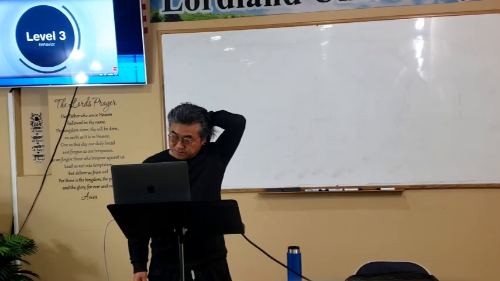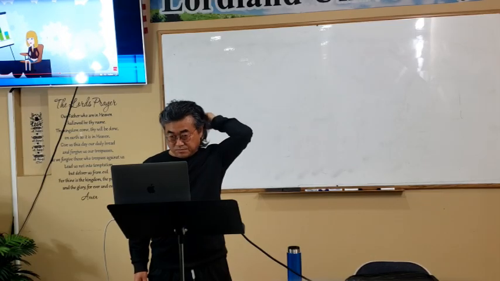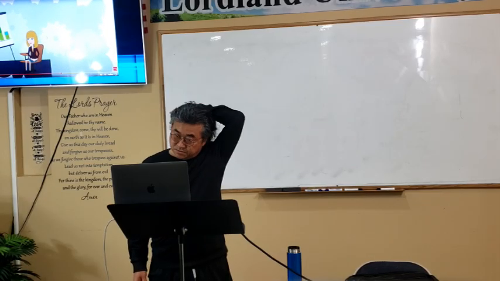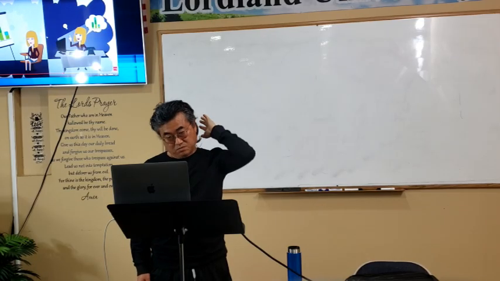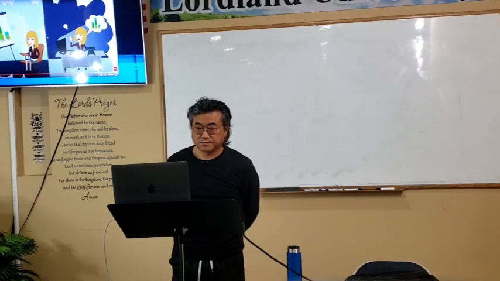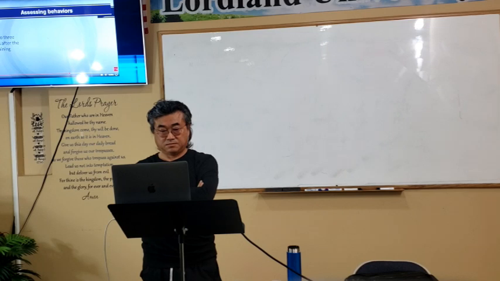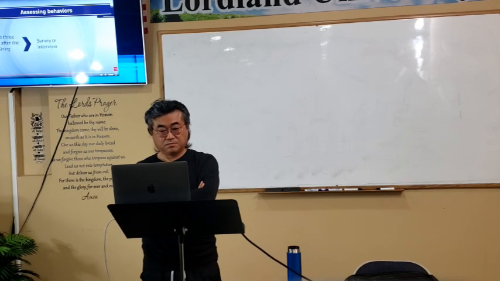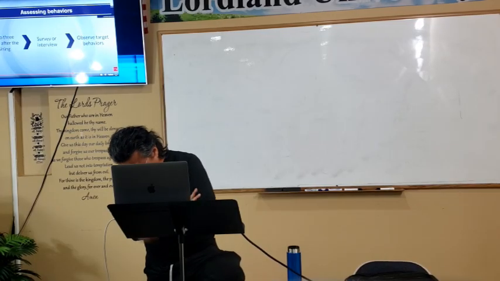Level 3, behavior. This level determines if the participants' behaviors have changed following the training by evaluating the transfer of the knowledge, skills, and attitudes acquired during the training to the workstation. This evaluation is done 2 to 3 months after the training by means of a survey or interview in order to observe the targeted behaviors.